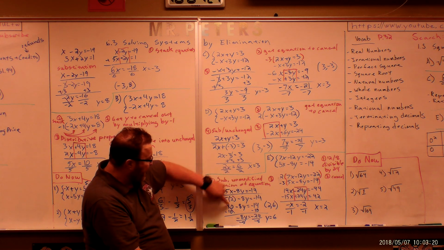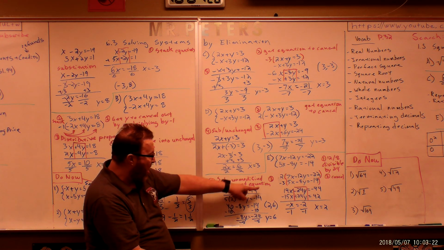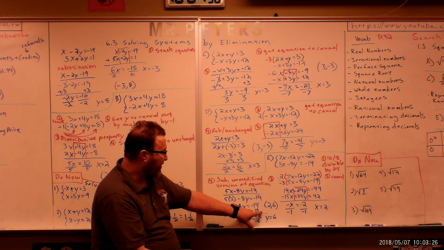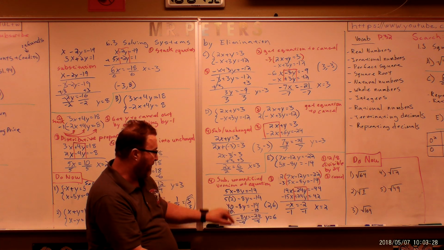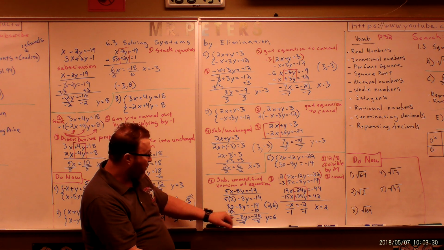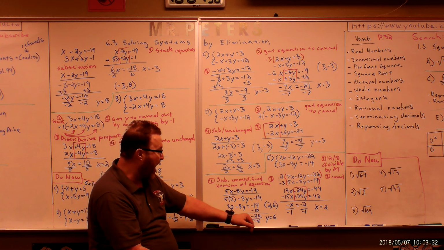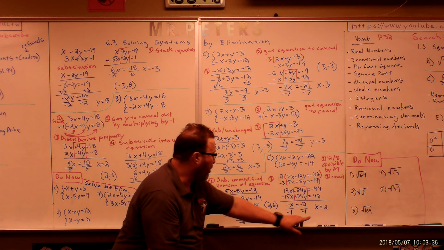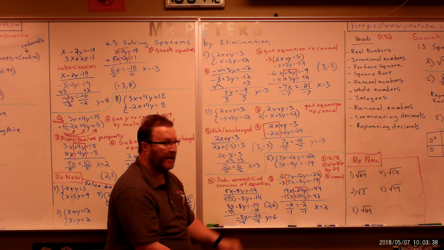So 5 times 2 is 10. I'm going to bring down the negative 8y, bring down the 14. I'm going to subtract 10 from both sides. That's 14 minus 10 equals negative 24. Bring down the negative 8y. Remember to divide by negative 8. Divide by negative 8. Make sure y is positive, so y equals 6. So our ordered pair in this case is 2 and 6.